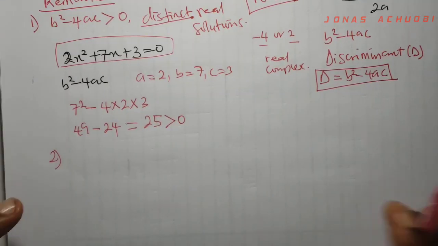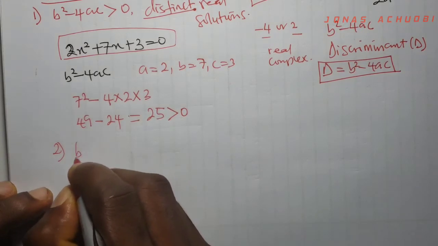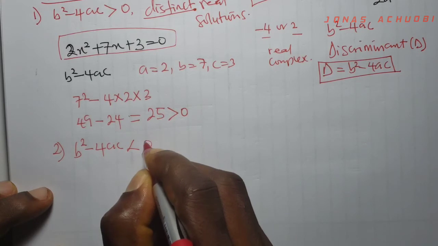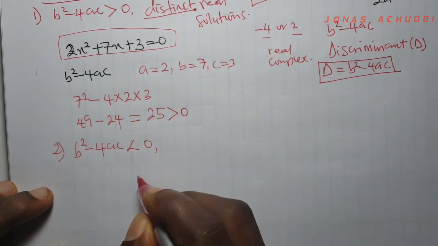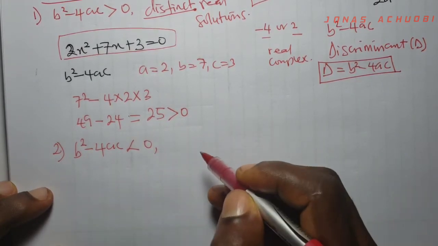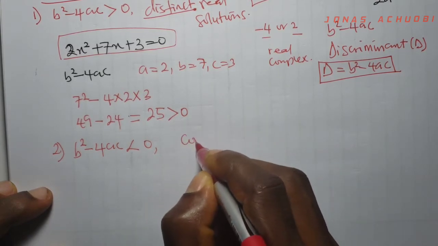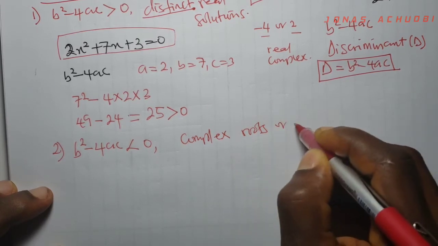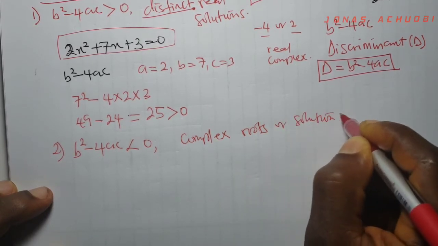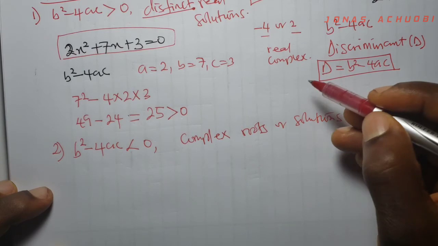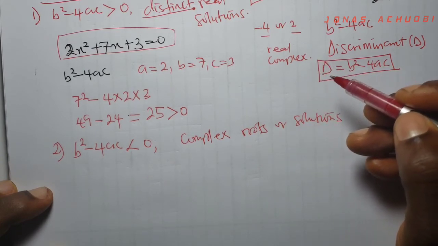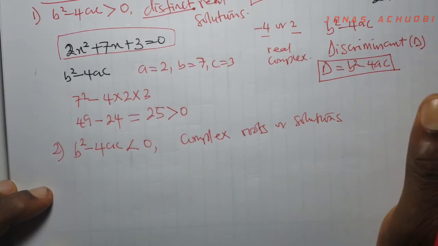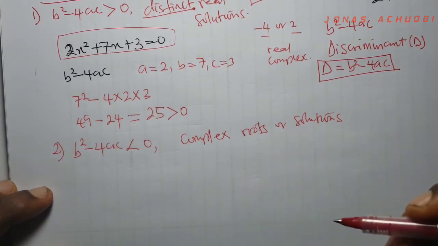Remark number 2. If the discriminant b squared minus 4ac is now negative, then it would mean that the quadratic equation we are about to solve will have complex roots, or complex solutions. Like I said earlier, a number is either real or complex. Now, later on in this course, we shall look at the theory of complex numbers in detail. But for now, let's just have this in the back of our minds.